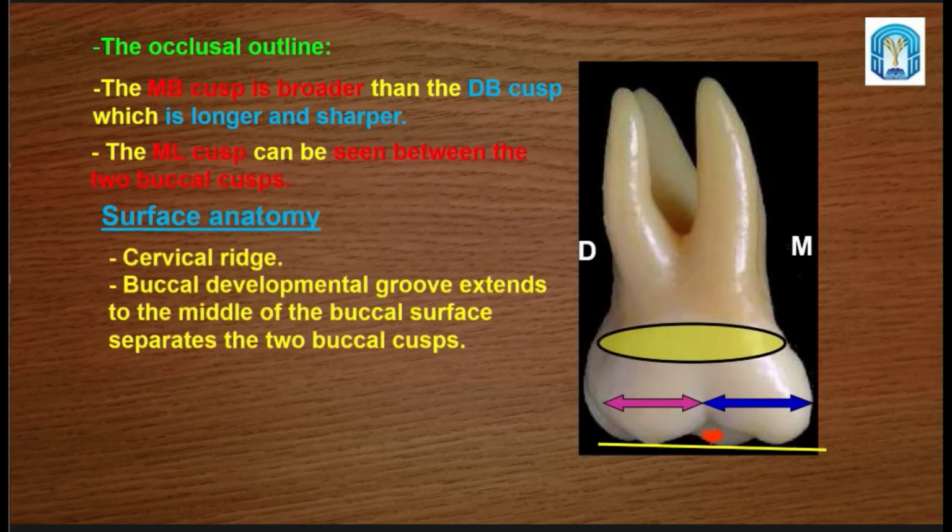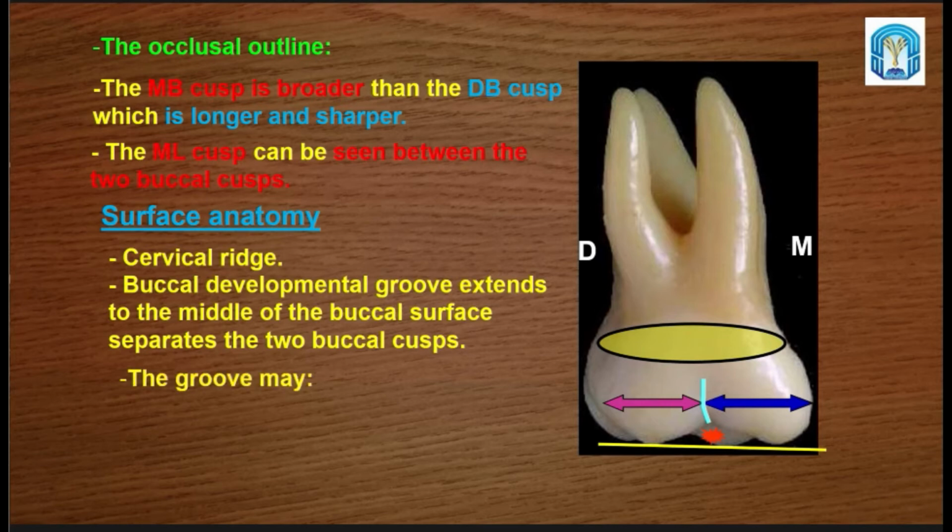Surface anatomy: the cervical ridge is there. Of course, in the cervical third, the cervical ridge is there. The buccal developmental groove extends to the middle of the buccal surface, separating the two buccal cusps. You see, this is the buccal developmental groove. On the buccal side, there is one developmental groove. On the lingual side, there is one developmental groove. And this developmental groove is actually separating the mesial cusp and distal cusp. So on the buccal side, the mesiobuccal cusp is separated from the distobuccal cusp by a groove.